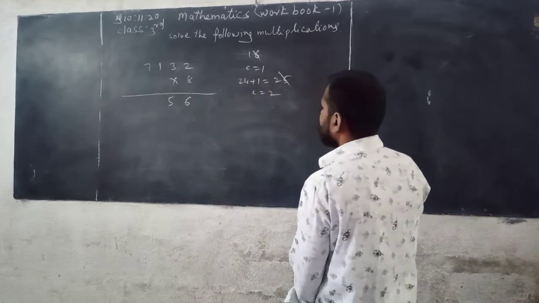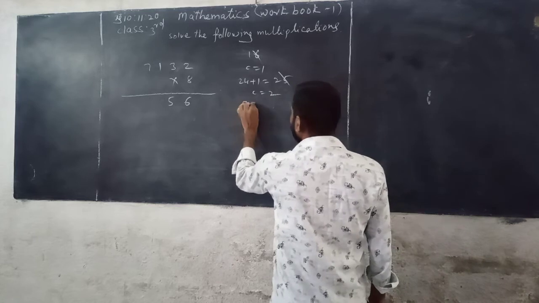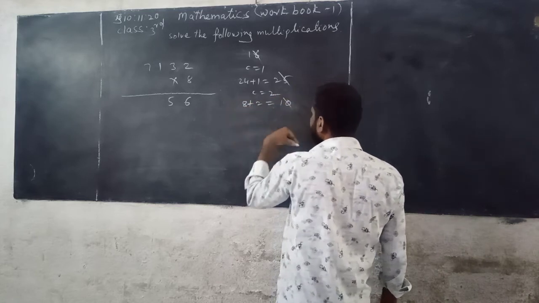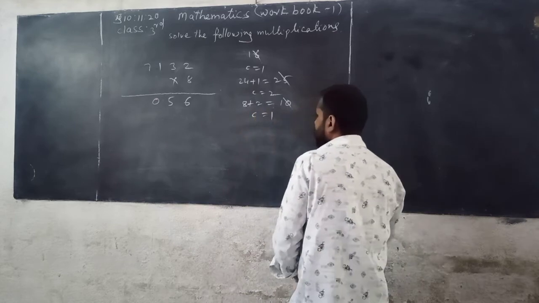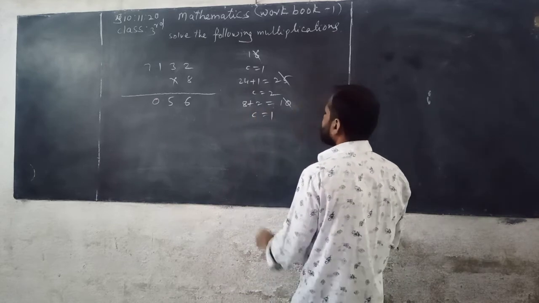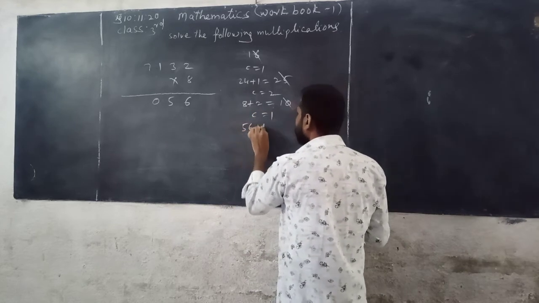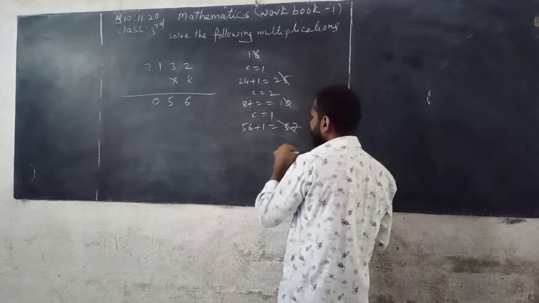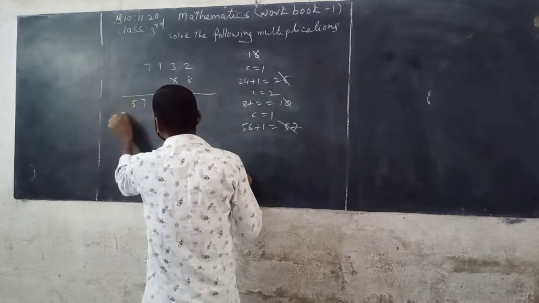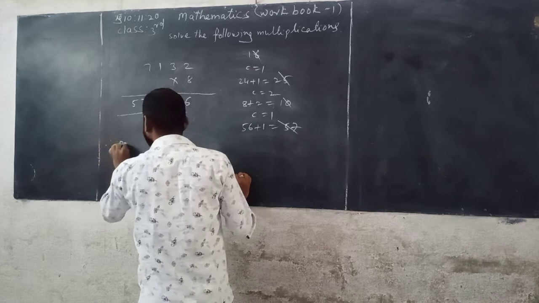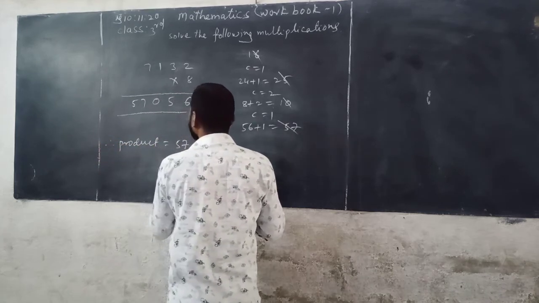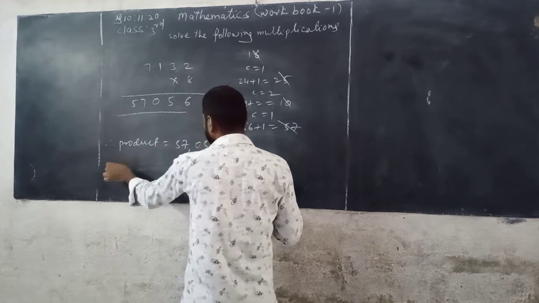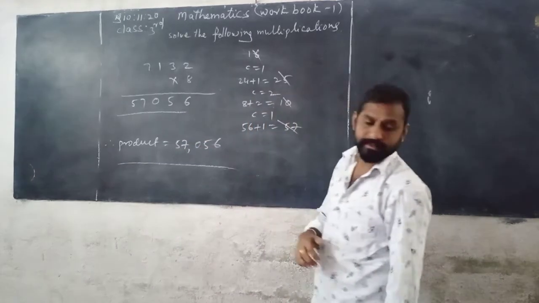Next, 8 1s are 8. 2 is added to 8. You get 10. 0 is taken and written down in the hundreds column of the product, and carry 1. Next, 8 7s are 56. 1 is added to 56. You get 57. Write down total. Therefore, the product is equal to 57,056.